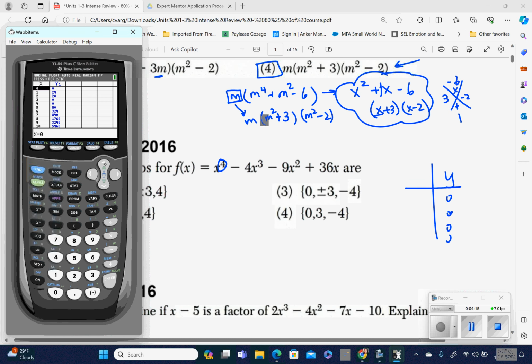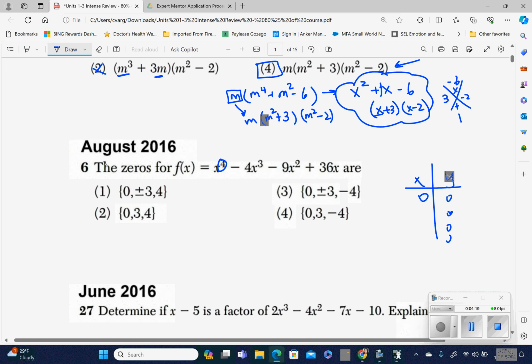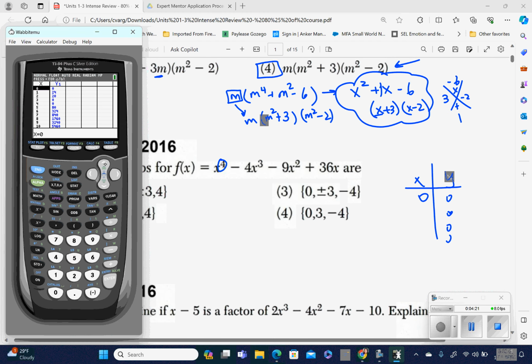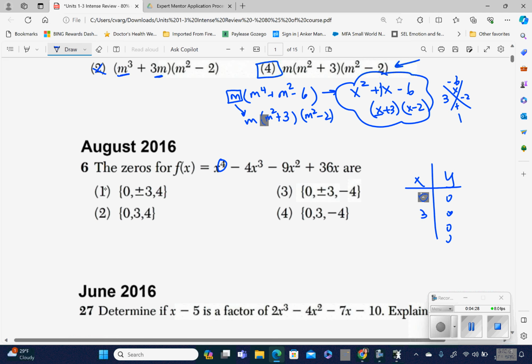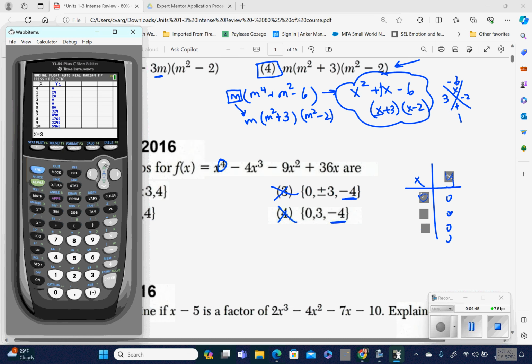Right at 0, there is a 0. So all of the choices have zeros in them. If I keep looking down, 3 and 4 also have zeros. So automatically I can get rid of this one right here and this one right here because that has negative 4, not positive 4. Now let's see if negative 3 works. If negative 3 works, then our answer is going to be choice 1. So let's go up.